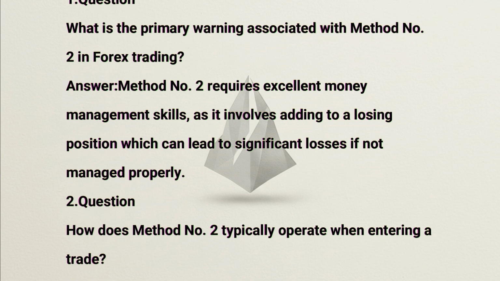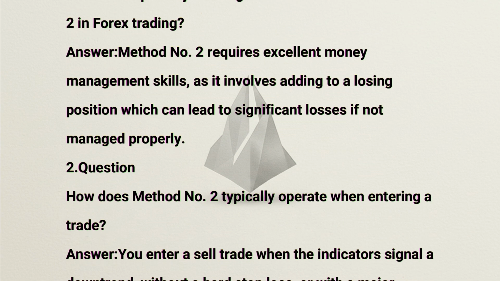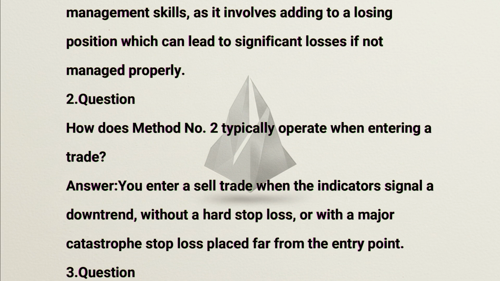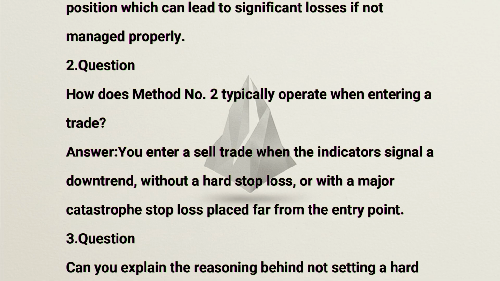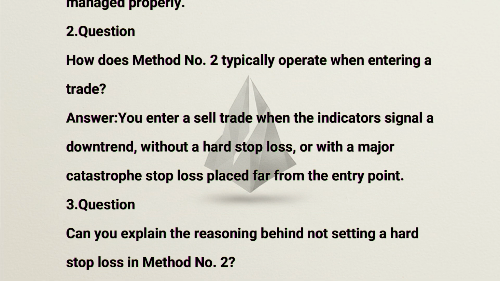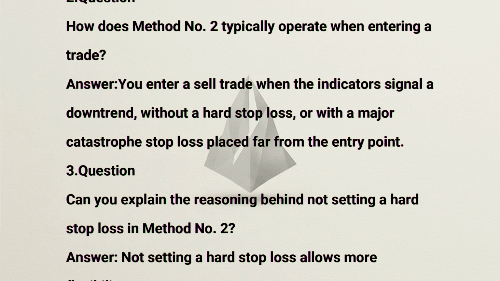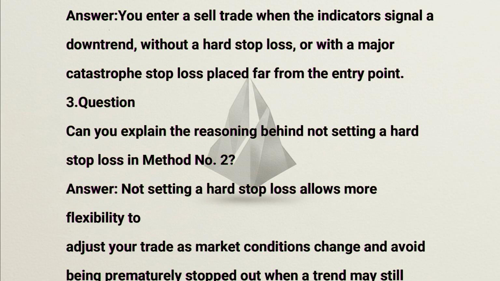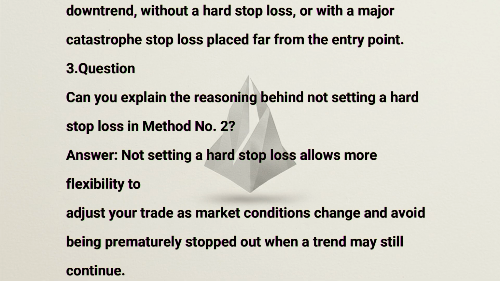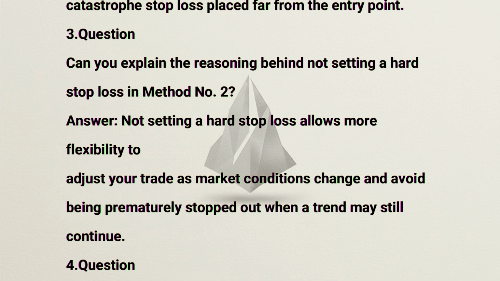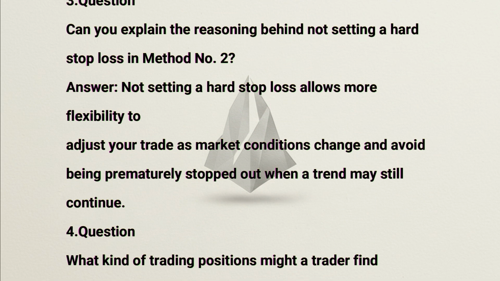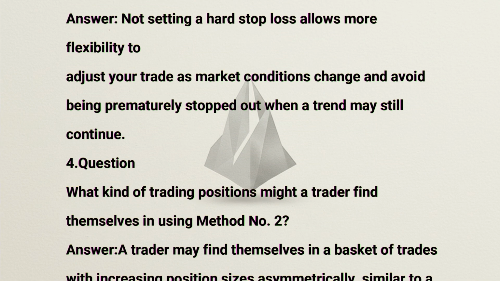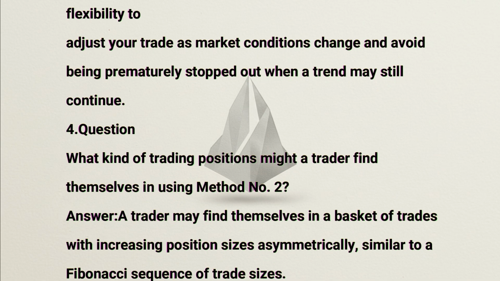2. Question. How does method number 2 typically operate when entering a trade? Answer. You enter a sell trade when the indicators signal a downtrend without a hard stop loss or with a major catastrophe stop loss placed far from the entry point. 3. Question. Can you explain the reasoning behind not setting a hard stop loss in method number 2? Answer. Not setting a hard stop loss allows more flexibility to adjust your trade as market conditions change and avoid being prematurely stopped out when a trend may still continue.